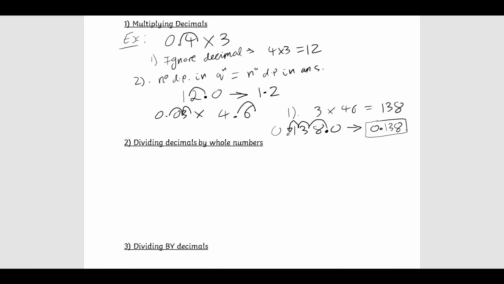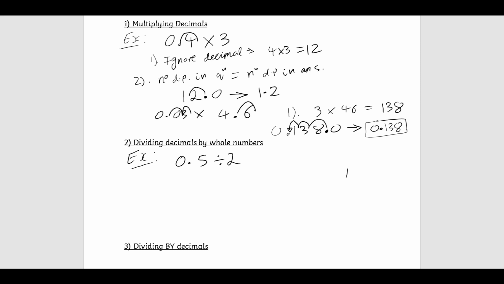Right, so part 2, dividing decimals by whole numbers. Let's think about an example. Let's imagine you have 50p and you want to share that 50p out to 2 people. I don't know if you want to buy some Freddos or something. So that would be 0.5 divided by 2. Now you know straight off the bat that's 0.25.